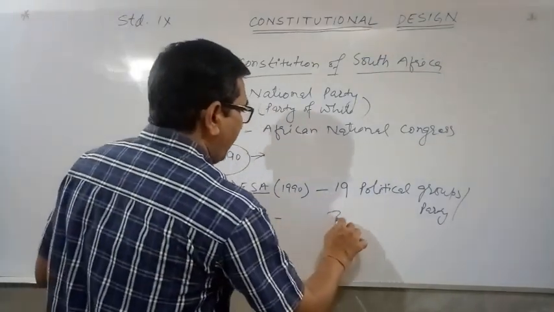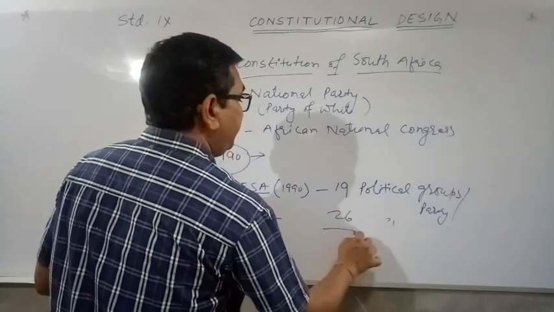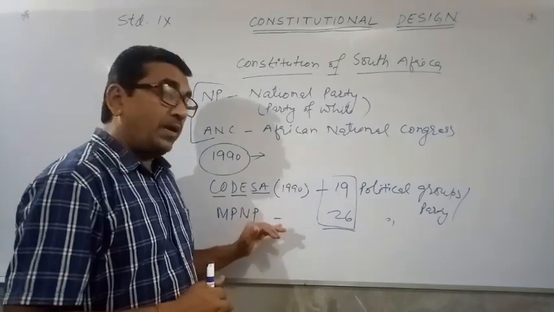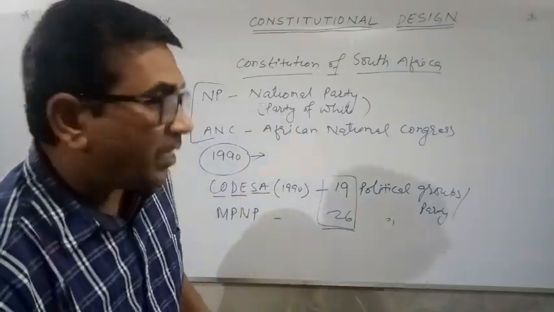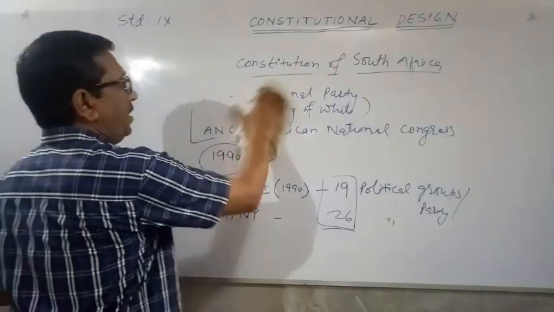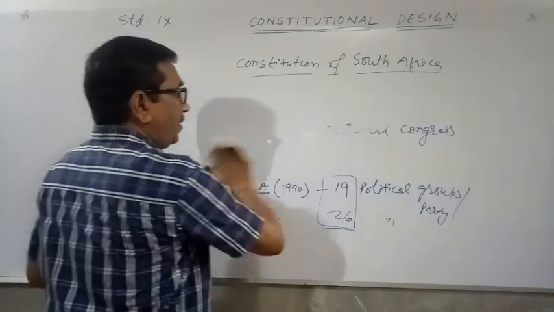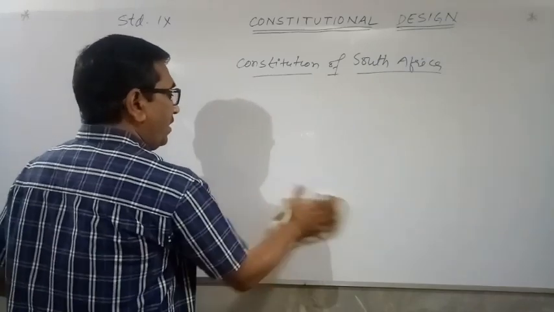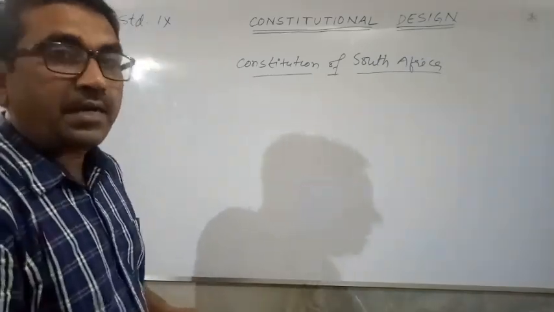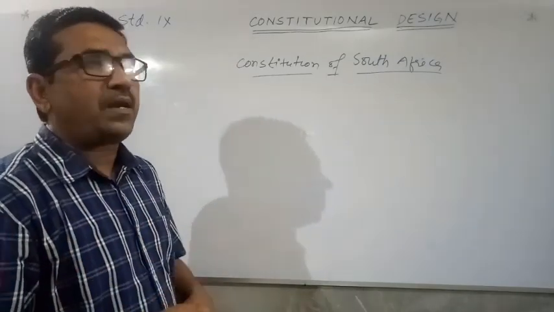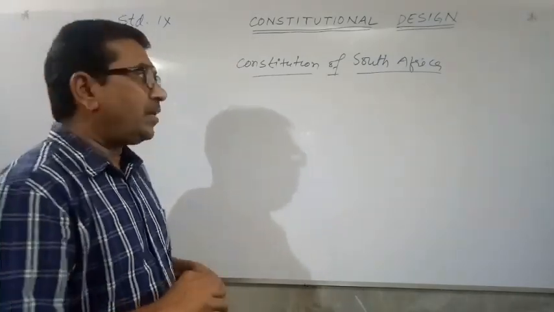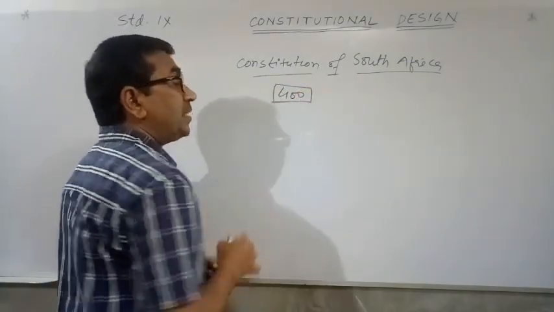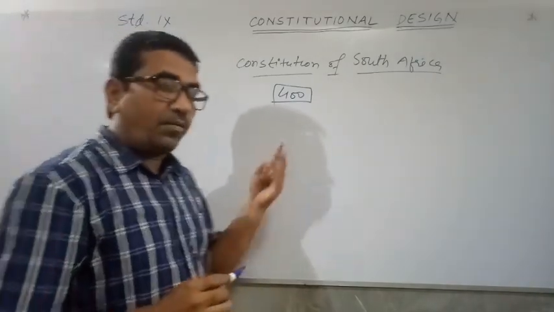It had 26 political parties. Now the election came, the parliamentary election that took place in South Africa. When had the election of South Africa taken place? It took place in April 1994. There were about 400 seats.